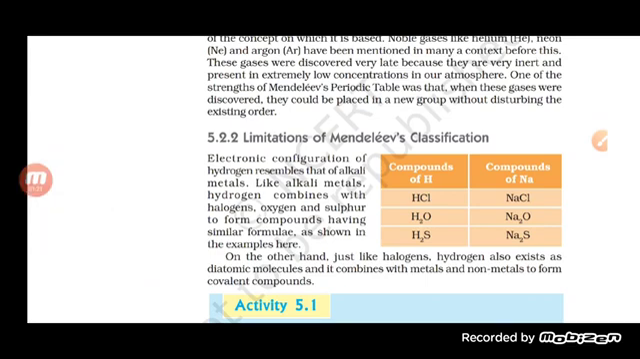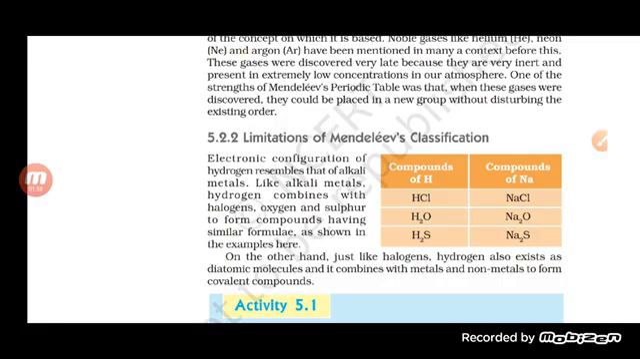So now you see here the limitations of the Mendeleev classification, and the first one, when we look at electronic configuration. The electronic configuration of hydrogen, students, was very much similar to that of the alkalis. Like alkali metals, hydrogen also combines with halogens. It combines with oxygen and sulfur to form compounds, and these all have similar formulas.